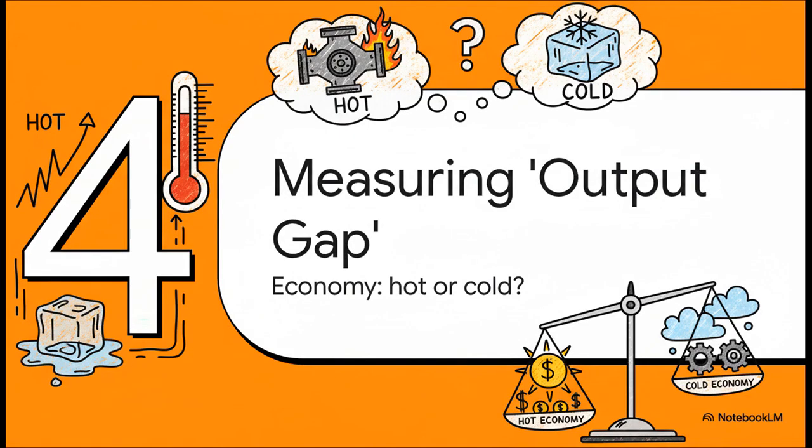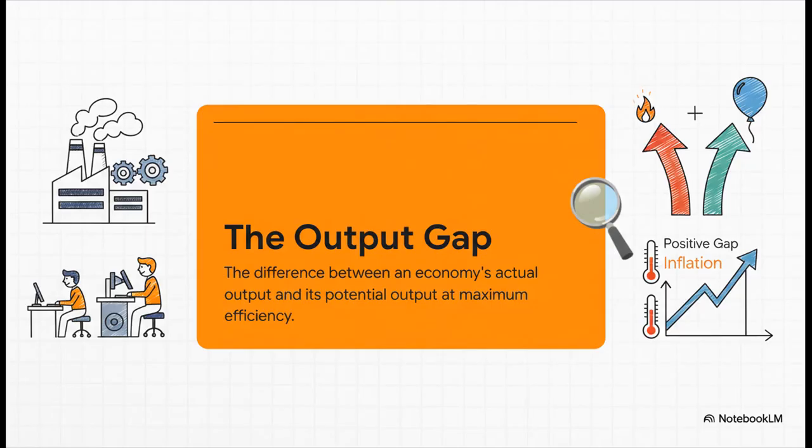So obviously you need to know if you're about to trip that wire, right? You need a good dashboard for the economy's health, a way to know if it's running too hot or too cold. And that's another thing these models are great for. They help measure one of the most important vital signs of the economy. That vital sign is called the output gap.